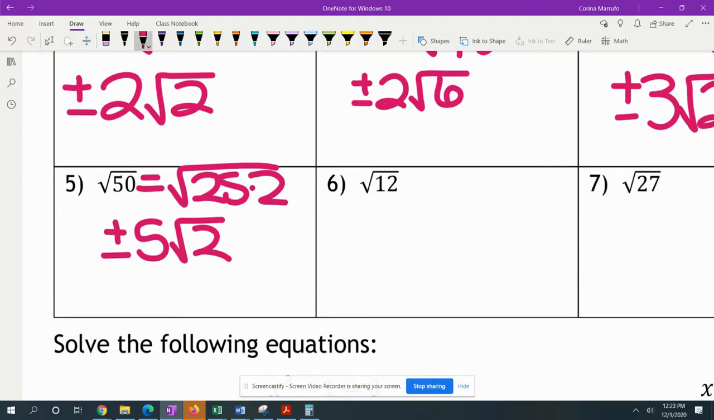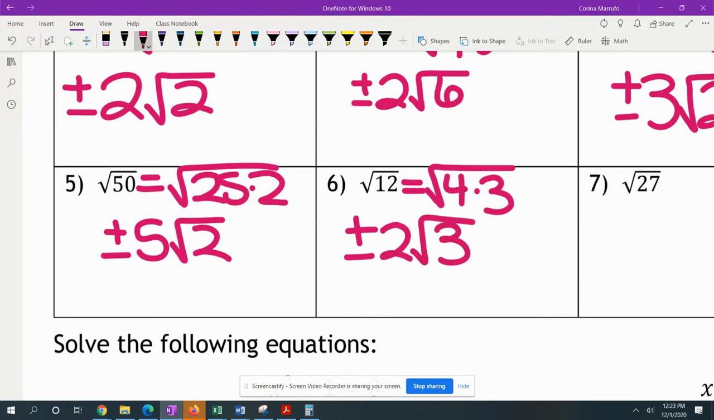Okay, next is 12. So 6 times 2 gives you 12, but remember, you have to use your perfect square. So 4 times 3 also gives us 12. Now we can take the square root of 4 and get a whole number. That gives us 2. And then the 3 would stay trapped inside the square root.